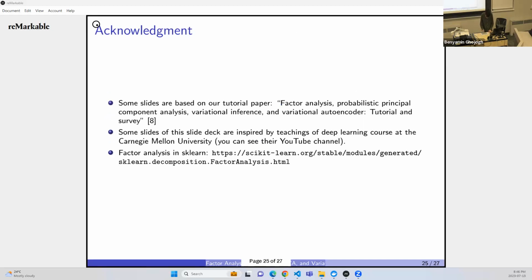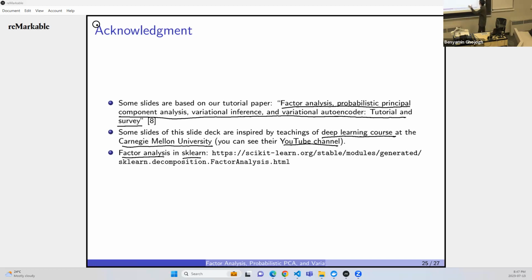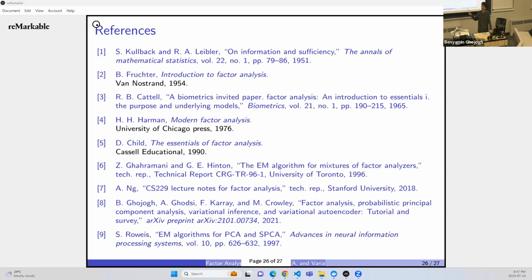Acknowledgement. Some slides are based on our tutorial paper. Again, you can take a look at this. Also, some slides are inspired by the teachings of the deep learning course at Carnegie Mellon University. See their YouTube channel. It's very good. Also, factor analysis exists in scikit-learn. As you see, we are covering almost all of the algorithms in scikit-learn for machine learning. Factor analysis can be used for dimensionality reduction because it's a probabilistic dimensionality reduction algorithm. These are the references.